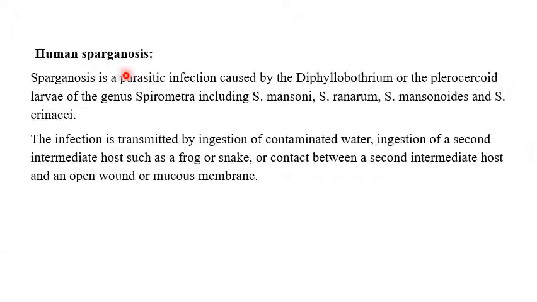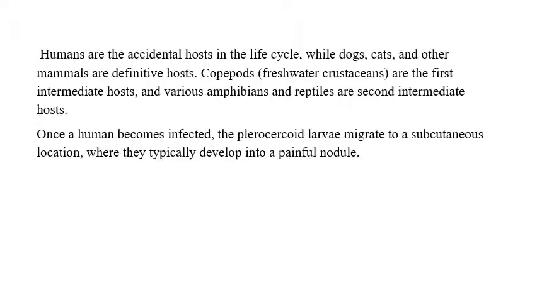Human sparganosis. Sparganosis is a parasitic infection caused by the plerocercoid larvae of Diphyllobothrium species of the genus Spirometra, including Spirometra mansoni, Spirometra ranarum, Spirometra mansonoides, and Spirometra erinaceieuropaei. The infection is transmitted by ingestion of contaminated water, ingestion of a second intermediate host such as a frog or a snake, or contact between a second intermediate host and an open wound or mucous membrane.